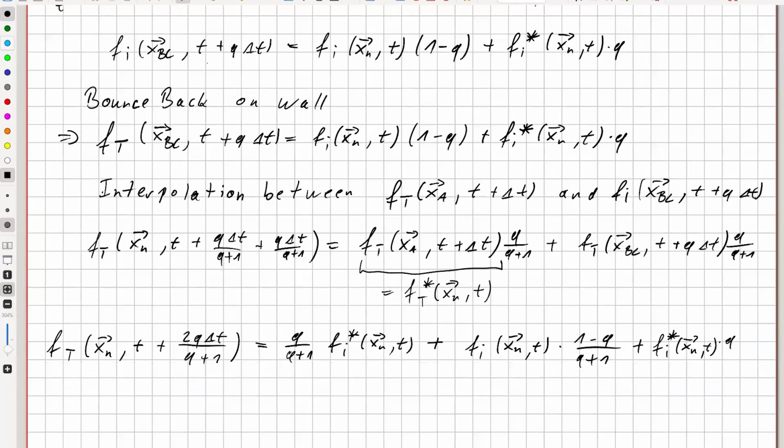Times Q divided by Q plus 1. Okay, so now this is all this interpolation that we had to add. Now, is this now a boundary condition? Now we get what we get after all of this is the incoming population at the right position, but we don't get it at the right time.